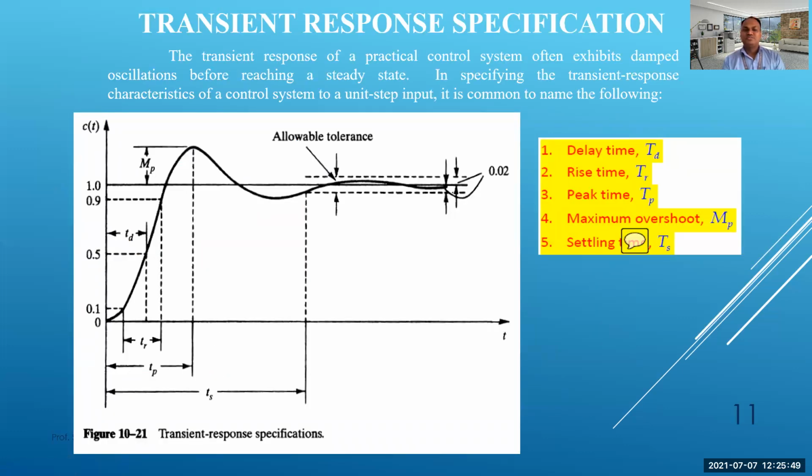Transient response specifications. We are going to see what these terminologies are. That is delay time. Here you can say TD is delay time, TR is rise time, so it is a rising time, then peak time, maximum overshoot, and settling time, TS. They have shown here TD, TR, TP, TS, MP, and these are some terminologies in transient response.